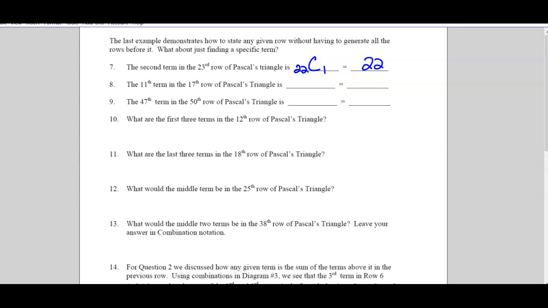Okay, 11th term in the 17th row. So 17th row minus 1 is 16, C, 11th term, that would be 10. And you can do that on your own. 47th term in the 50th row. So 50 minus 1 is 49. 47 minus 1 is 46. You can figure that out.